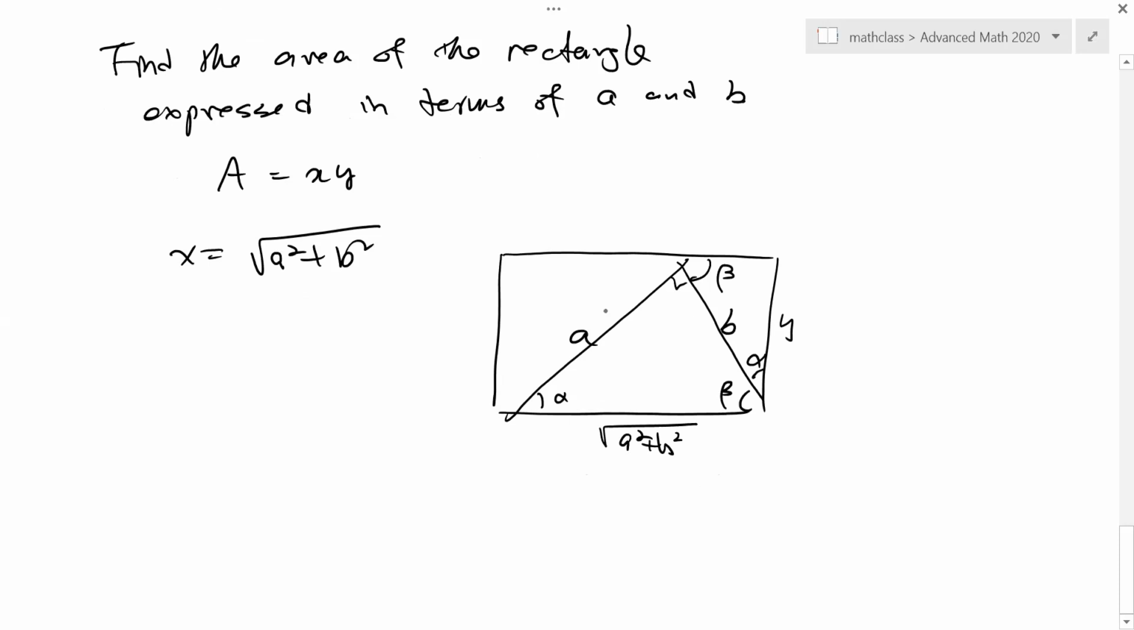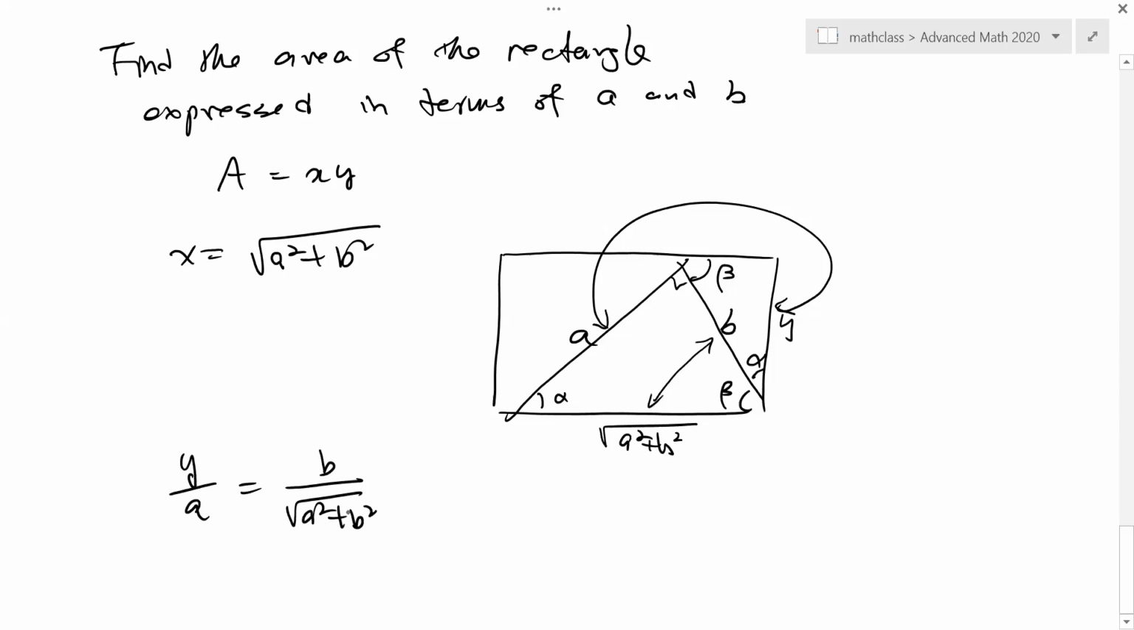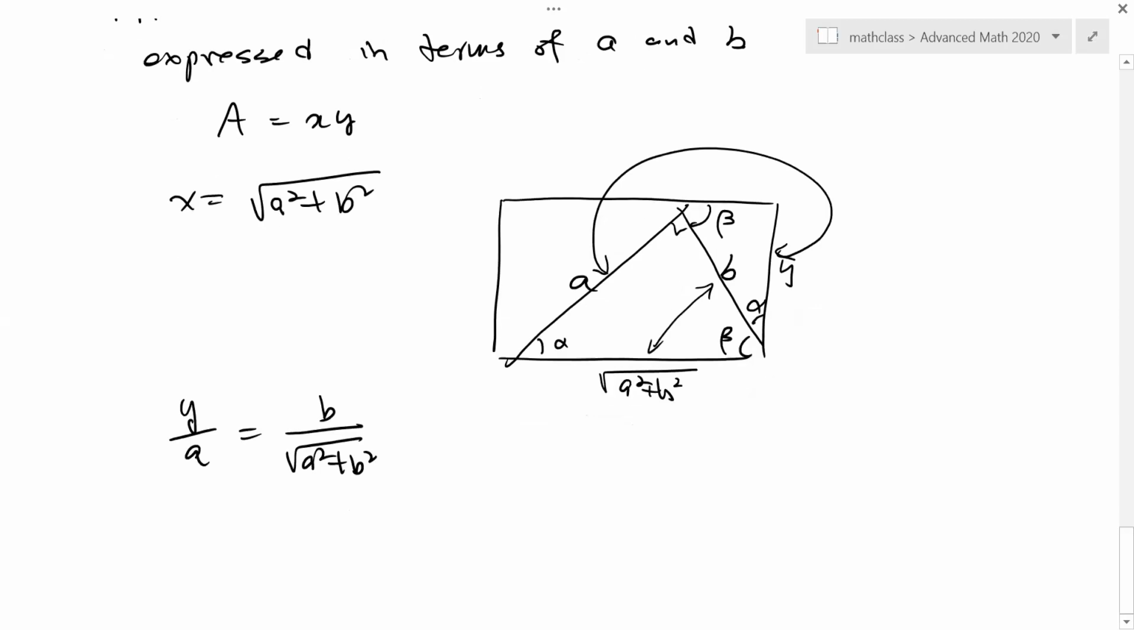A is corresponding to y, okay? Right? B corresponds to this side, okay? So let's say y over a should be equal to b over square root of a square plus b square, by the similarity of triangles, okay? You compare those two triangles, but you have to find the corresponding side.